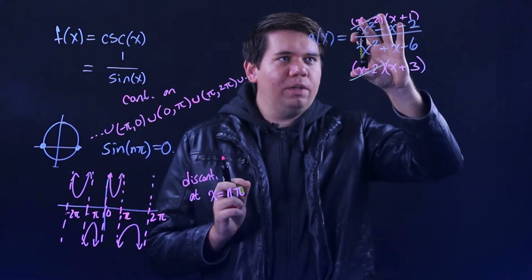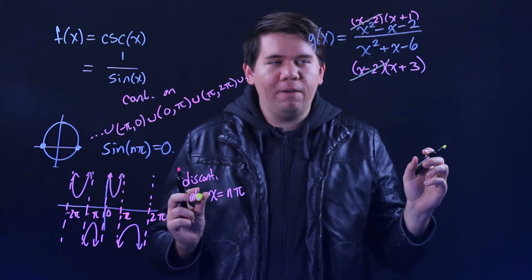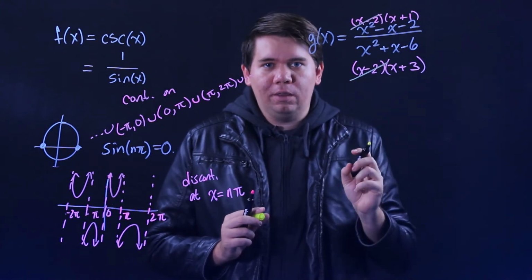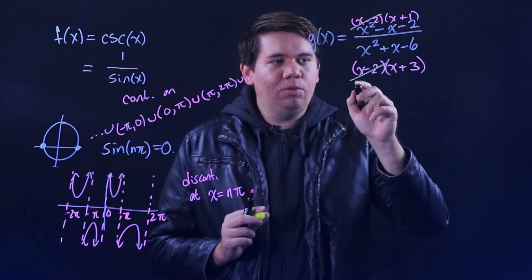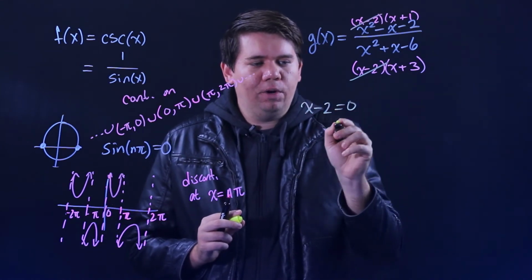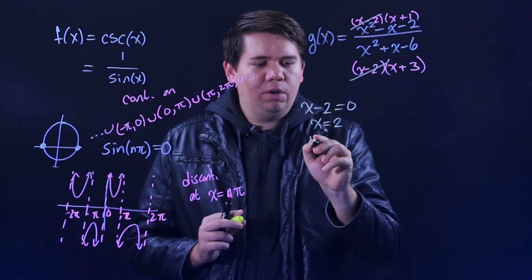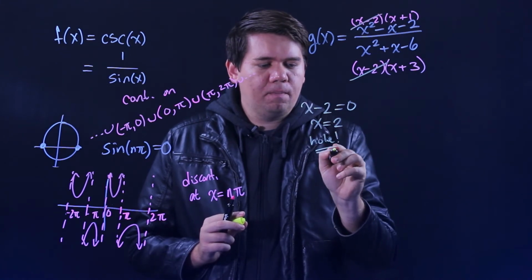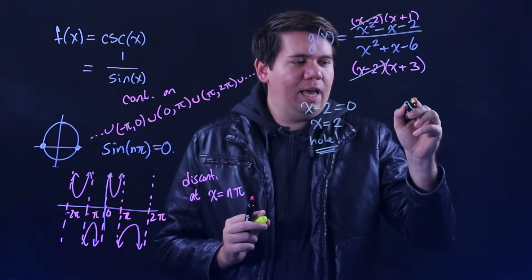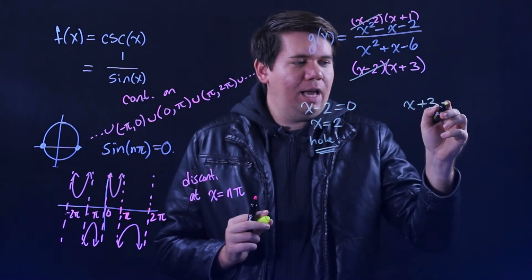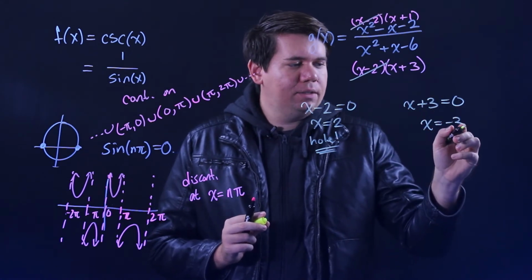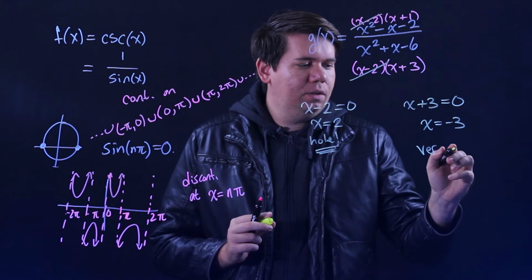And you remember those two different pieces correspond to two different types of behavior. When there's canceling, that corresponds to a hole in the graph. Since the x minus 2 canceled, there's going to be a hole where x minus 2 is 0, that is where x is 2. Since the x plus 3 did not cancel, you're going to have a vertical asymptote where x plus 3 is 0. That is where x equals minus 3, you're going to have a vertical asymptote.